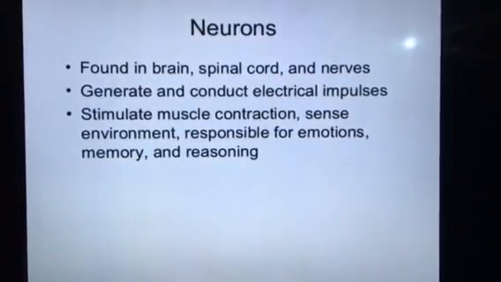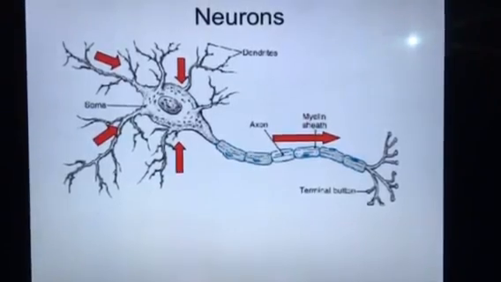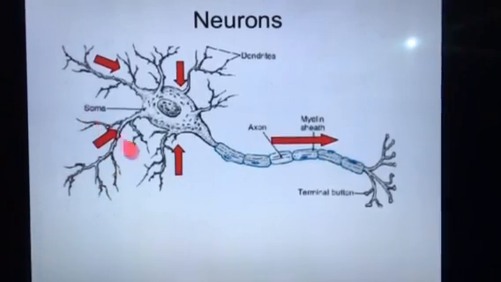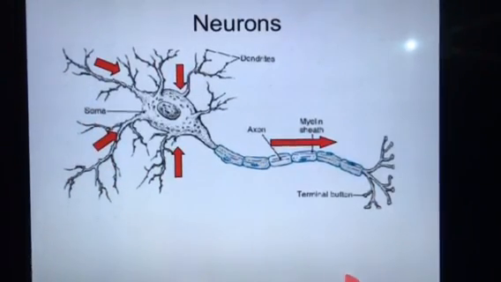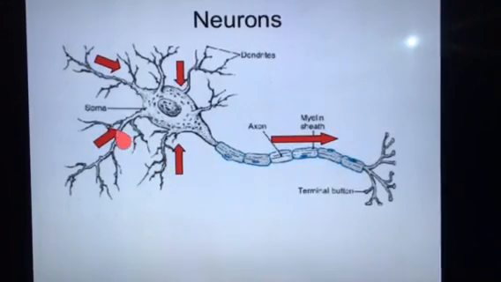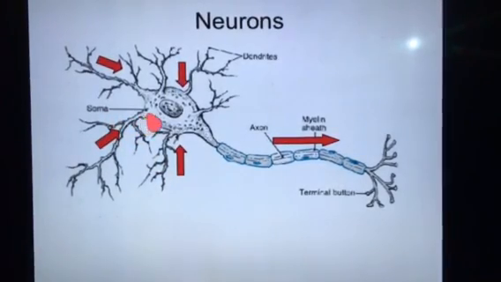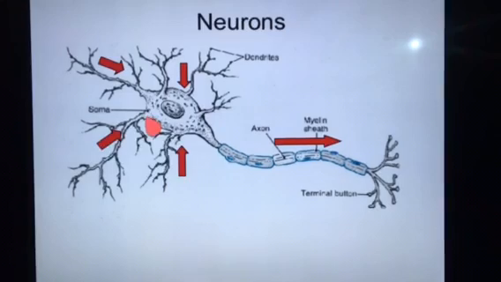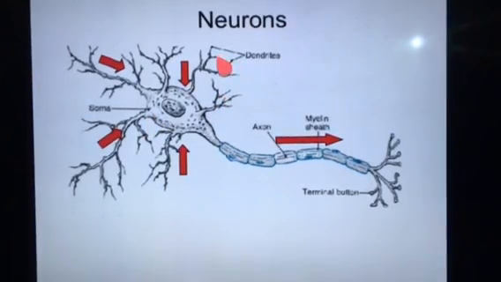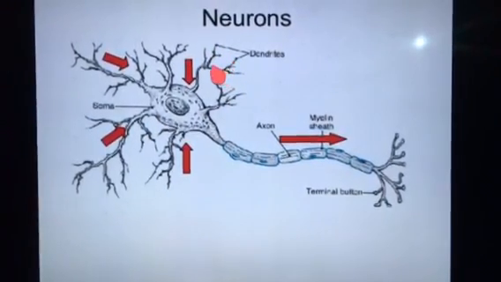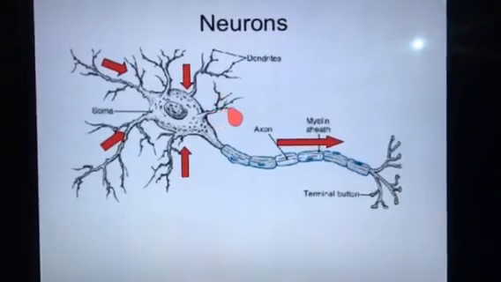Here we will see the structure of a neuron. This is the largest cell structure found in animal tissue. These are the parts. Here the head part is called the cell body, or soma, with dendrites. You can see the root-like structures over here.